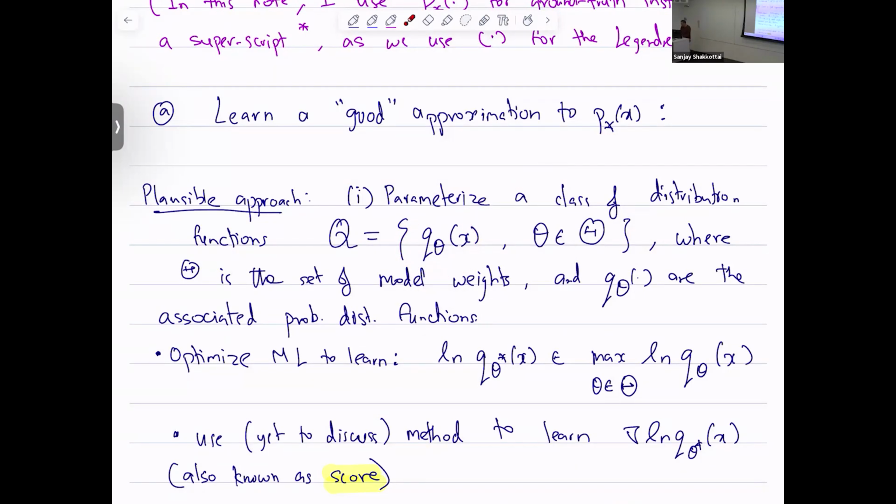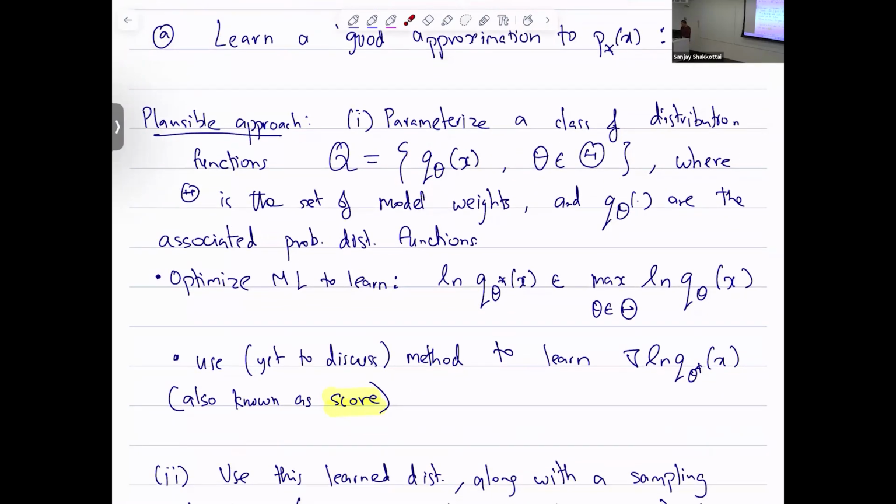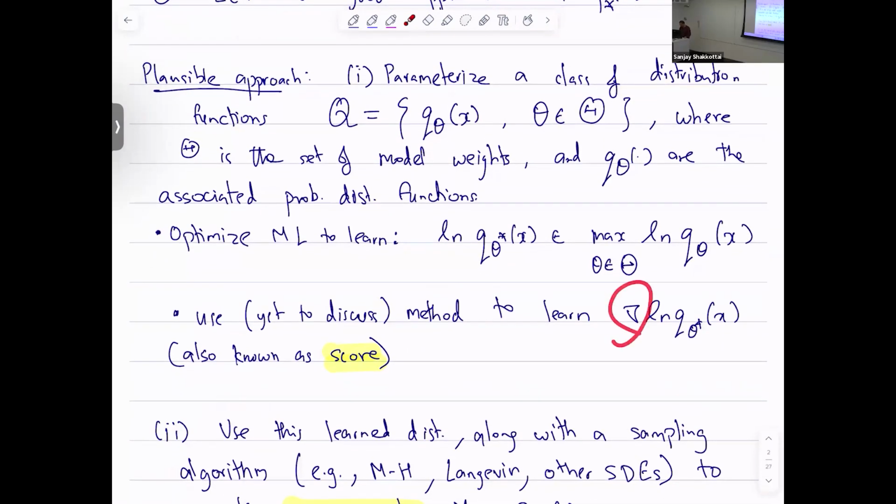One option is to optimize the maximum likelihood. Okay, one is to do ML, which means you want to find a theta to maximize log Q theta, the density. Or you could try to learn the score, which is the gradient of it. We have seen scores when we did Langevin; we could try to learn the score itself. So that would be the first step.